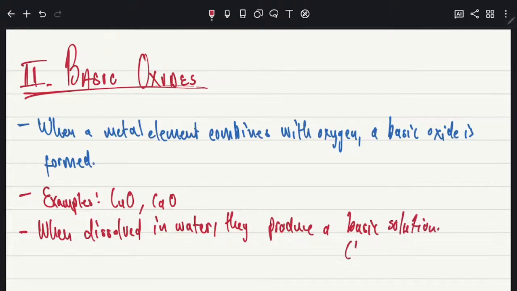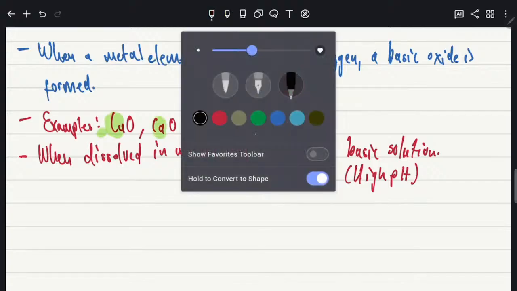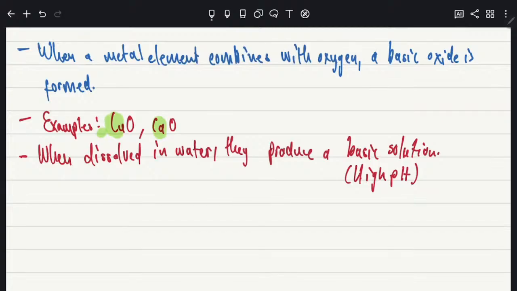How do you know? High pH. Very high pH. When pH is above 7, that's a basic solution. When pH is below 7, that's an acidic solution. When pH is 7, that's a neutral solution. So, when a metal meets oxygen, we'll get a basic oxide.